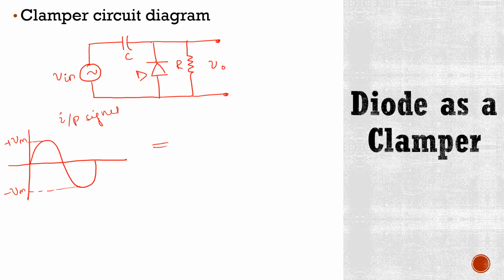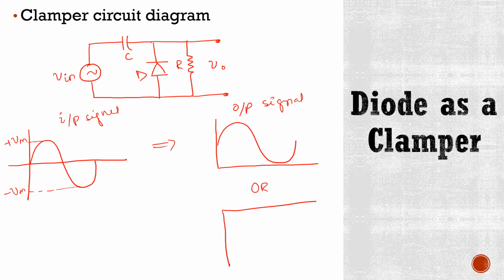Then what is the output signal of this clamper? As I have mentioned in my previous slide, the shape of the waveform will remain the same, but it is either shifted upward or it is shifted downward. Here this point is plus Vm and this point is minus Vm.